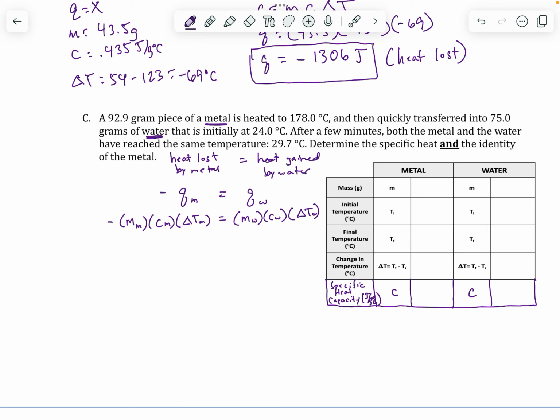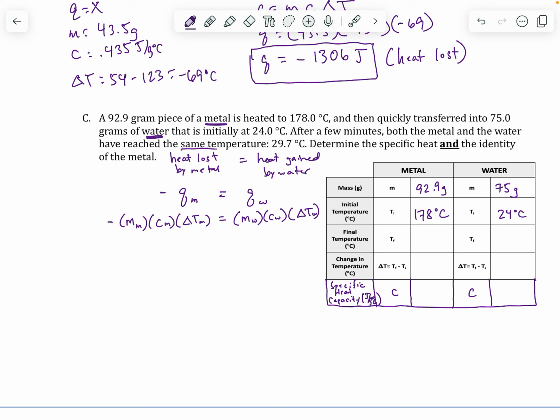All right, so now we are going to plug in our values. We have 92.9 grams for our metal. We have 178 degrees Celsius as the initial temperature. The mass of the water is 75 grams. That could have been milliliters as well. It is initially at 24 degrees Celsius.